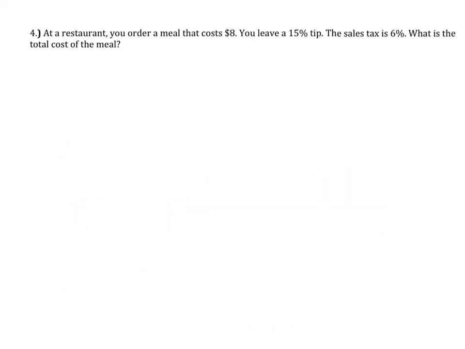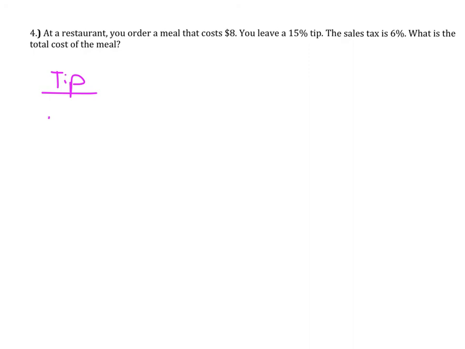Let's practice one more of those problems before we wrap it up tonight. At a restaurant, you order a meal that costs $8. You leave a 15% tip. The sales tax is 6%. What is the total cost? So to find the total cost, we're going to follow the exact same steps we followed on the previous problem. First, let's find the tip. So to find the tip, we know we're leaving 15% of $8.